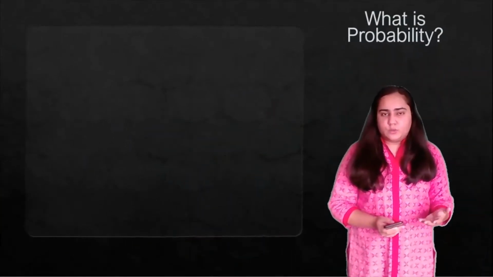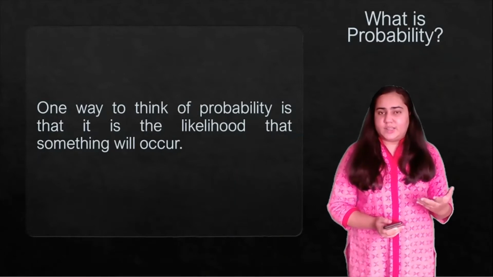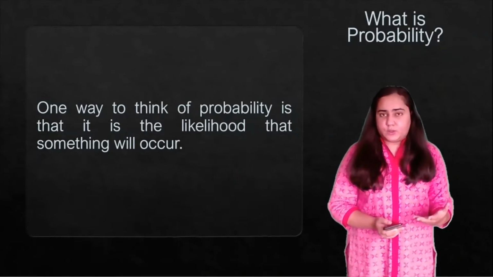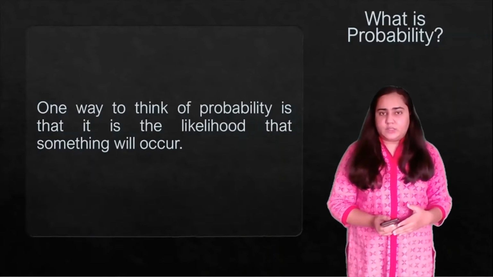And in order to describe or denote probability, one way to think of probability is also the likelihood that something will occur. So you could define probability as the likelihood that something will occur.